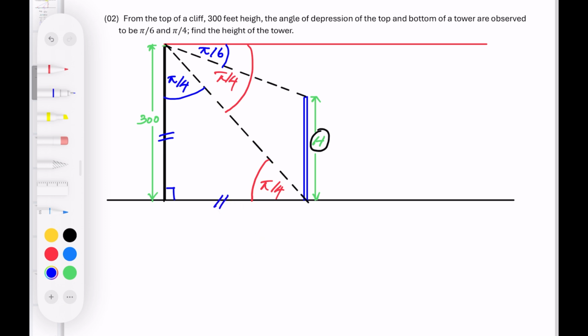Since we know that the height of the cliff is 300 feet, the length between this point right here and the bottom of the tower should also be equal to 300. Now we need to find the height of the tower, which is h. How do we find that?